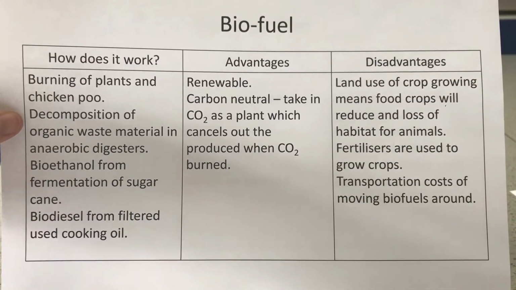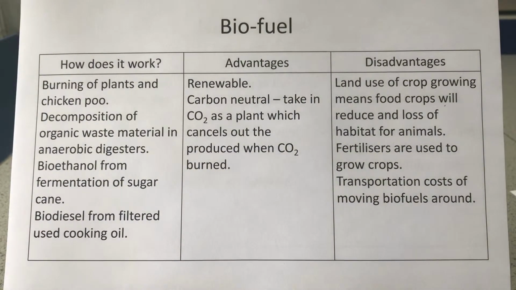So we've got biofuel. This can be anything from burning of plants, trees, and burning waste material like chicken poo. There's still a lot of energy to be taken from that. Decomposition of organic material in anaerobic digesters, so a bit of a link there to B7. Bioethanol from fermentation of sugarcane, okay, which we also talk about in biology, and biodiesel from filtered used cooking oil.